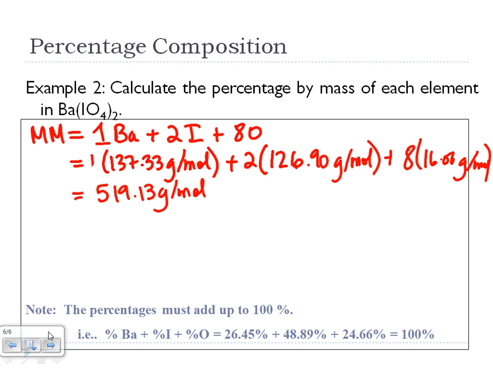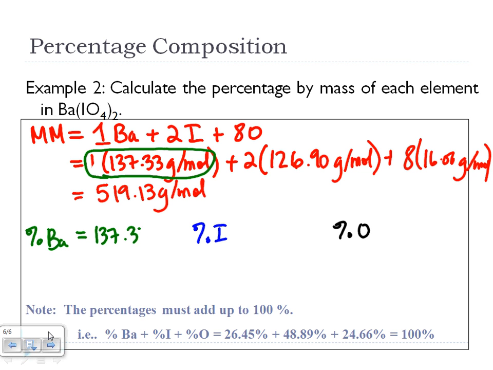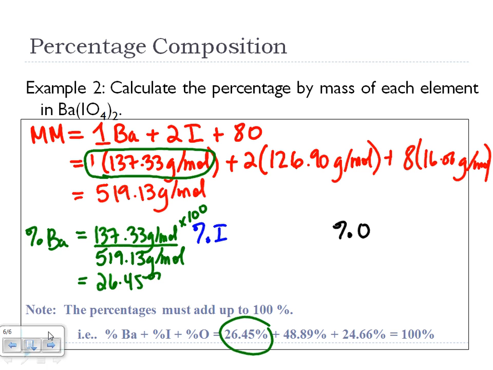Then what you need to do, again, is find the percentage of barium, find the percentage of iodine, and find the percentage of oxygen. I'll color code those for you. So again, the percentage of barium is going to be the total mass of your barium. In this case, it's 137.33 grams per mole, divided by 519.13 grams per mole. And then that's obviously times 100. So when I do that, I should get this answer here, which is 26.45%.